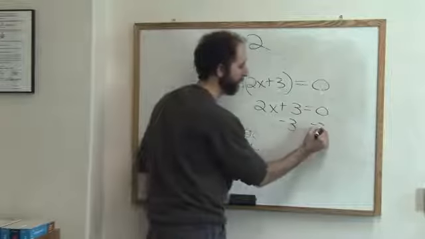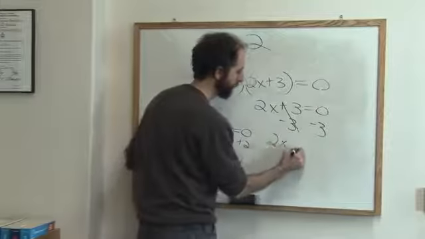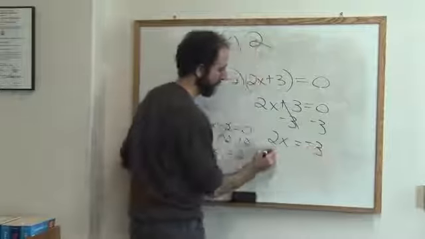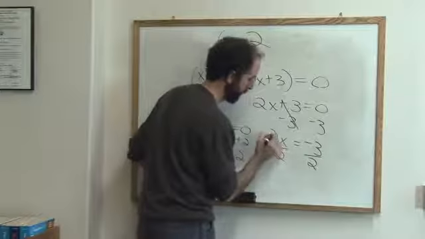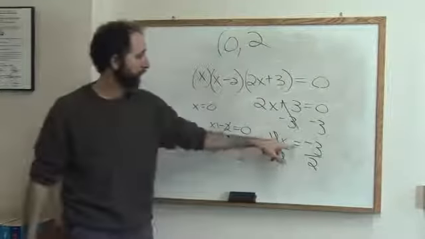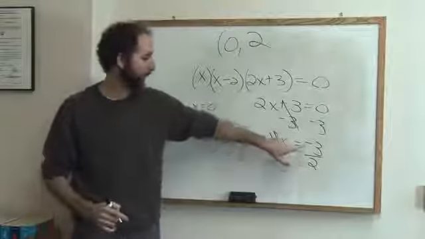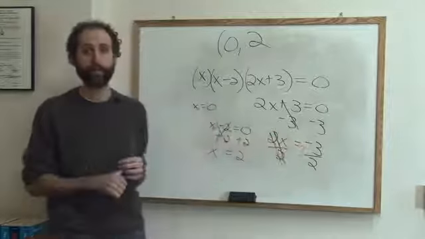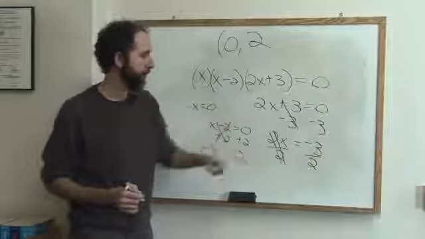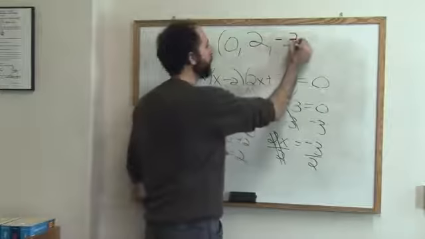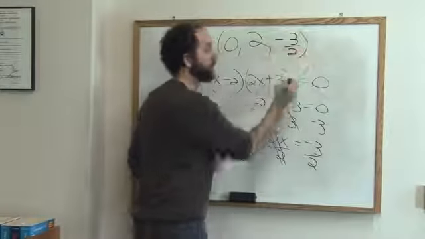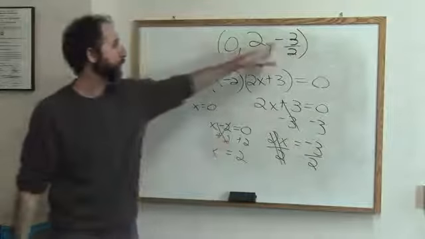Subtract 3 from both sides. 2x equals negative 3. Divide by 2. We get x alone equals negative 3 halves. Remember to keep the negative sign. That's the most common careless error people make on these, is to lose the negative. Negative 3 halves. So we have 3 answers, 0, 2, or negative 3 halves.